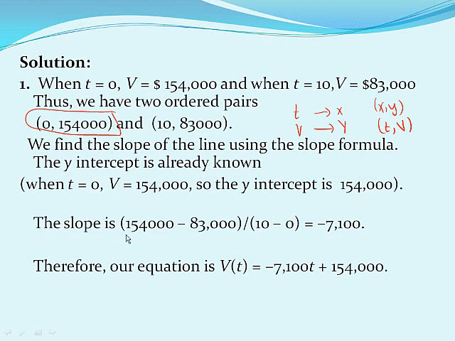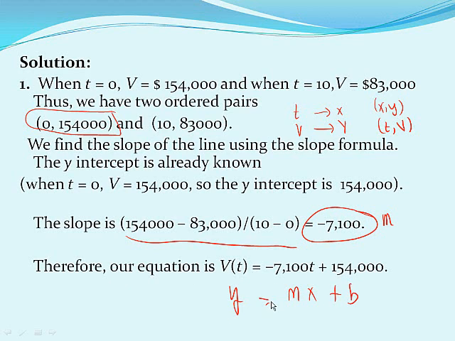Slope is calculated using the slope formula here. So slope is going to be negative 7,100. That is the value for m. Therefore, our equation can be written as V(t) equals negative 7,100 times t plus 154,000. So this is parallel to y equals mx plus b. V stands for y and t stands for x. Slope is negative 7,100.